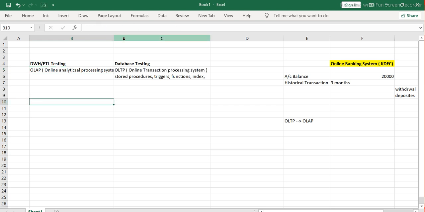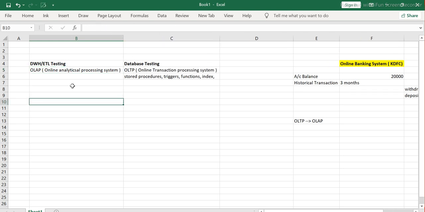Because the data warehouse is supposed to hold all the historical data. The main purpose of a data warehouse is to capture all the transactional data on a daily basis or weekly basis, however it may be, and store all of it for years and years, so that we can generate meaningful reports, do some analysis, and take certain decisions for our business, right?